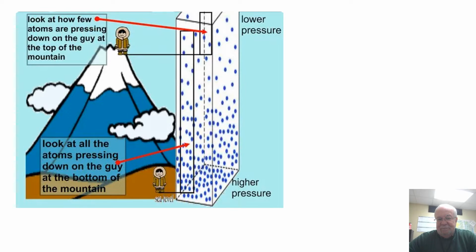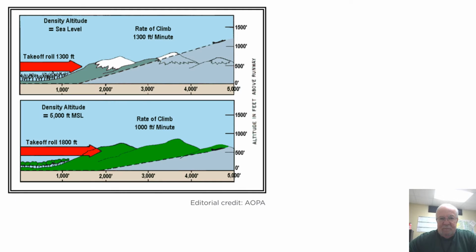And this, of course, is the major factor related to performance numbers. For example, here's a demonstration of takeoff at a high density altitude. The first diagram here is a takeoff roll of 1,300 feet at sea level, density altitude at sea level, and you're going to climb at 1,300 feet a minute.